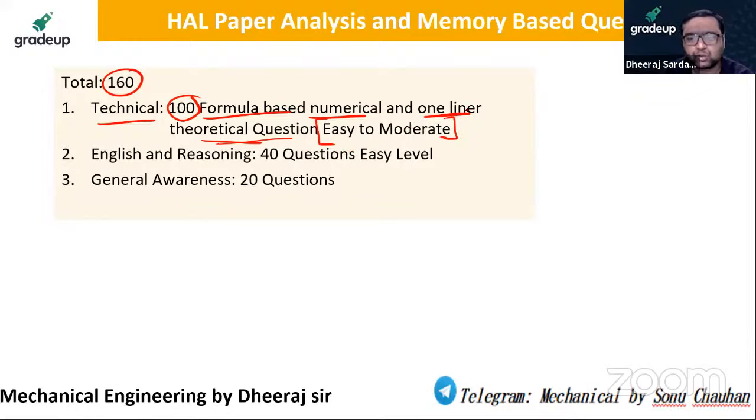Okay, that is the student's point of view. Why? Because some questions were lengthy, so due to those lengthy questions, it is easy to moderate. Then when we go to aptitude, there were 40 questions. They were also easy to moderate, and 20 questions were from the GK part.